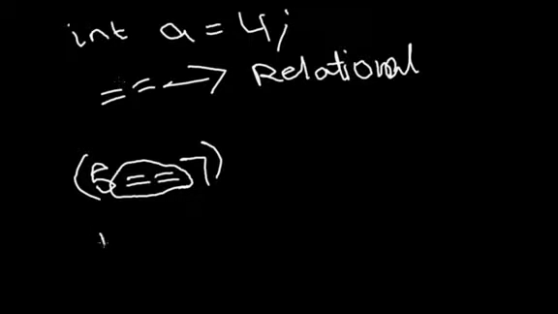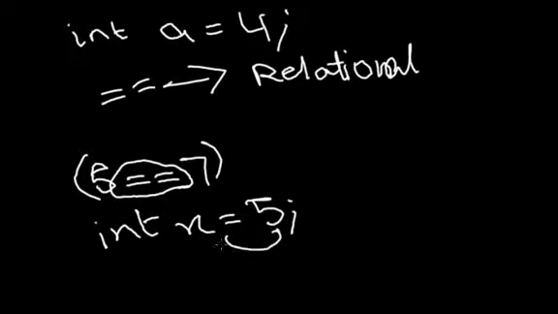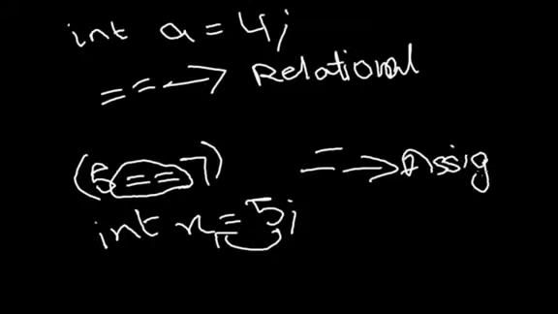But if I write int x equal to 5, I am assigning the value 5 to the variable x. So the difference is that single equal to is an assignment operator to assign a value to a variable, and double equal to is a relational operator which checks for equality between two quantities or two variables. So I hope you got that.